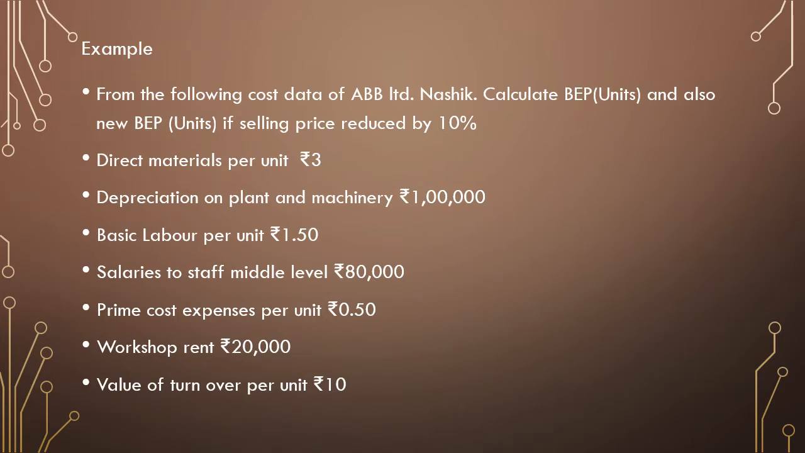on plant and machinery rupees 1 lakh, basic labor per unit rupees 1.50, salaries to staff middle level rupees 80,000, prime cost expenses per unit rupees 0.50, workshop rent rupees 20,000 and value of turnover per unit rupees 10. Let us solve this example.